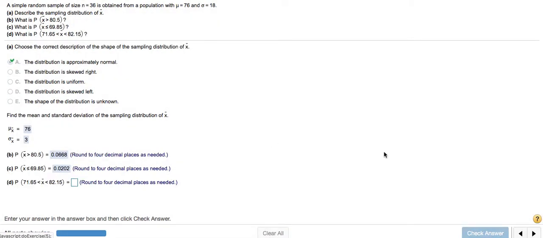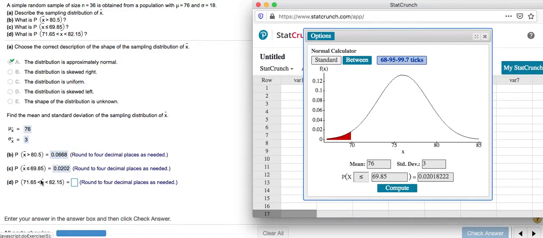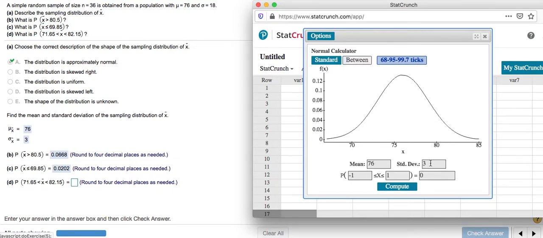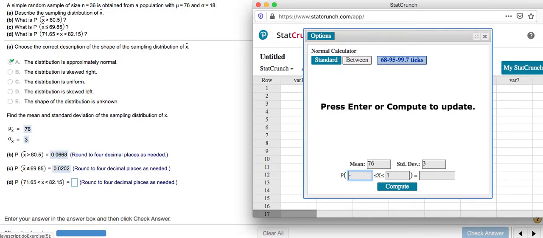And this is the final part of the problem. Notice that there isn't just one inequality, but there's 2. In fact, the mean is between 2 numbers. The function in the calculator that's going to allow us to do this is if we select between. Again, the mean and standard deviation are the same, but the numbers I'm entering this time, well, there's 2 of them. I have 71.65, and I have 82.15.